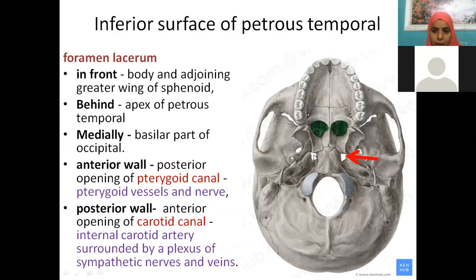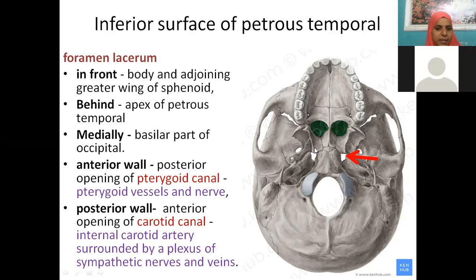Now, this irregular foramen you are finding is nothing but the foramen lacerum. Anteriorly, the anterior boundary is contributed by the greater wing of the sphenoid bone. The point behind is the apex of the petrous part of the temporal bone. The medial boundary is the basilar part of the occipital bone, the basi-occiput.